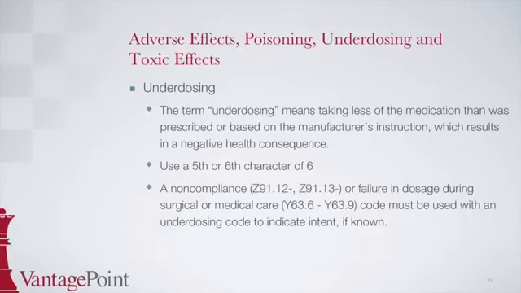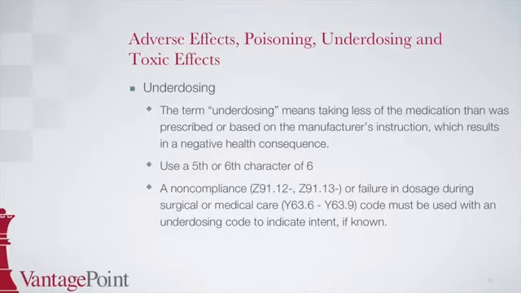The last type of condition listed in the table of drugs and chemicals is an underdosing. Underdosing means taking less of the medication than was prescribed or based on the manufacturer's instruction, which results in a negative effect to the patient. An example of this would be insulin pump failure, where a type 1 diabetic patient receives less insulin than their body needs and subsequently goes into diabetic shock.